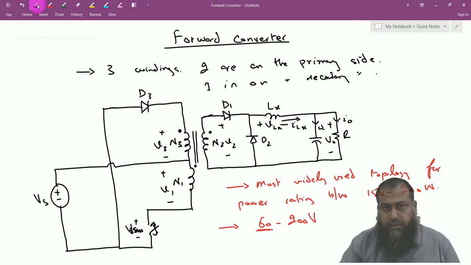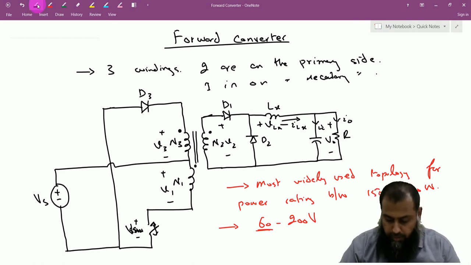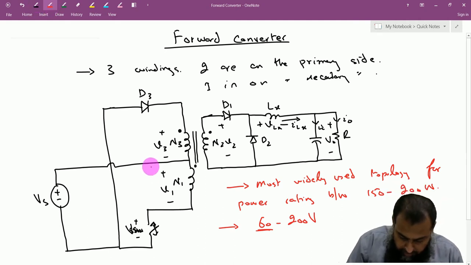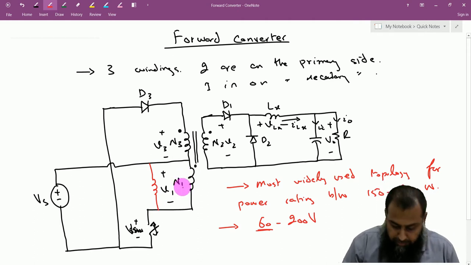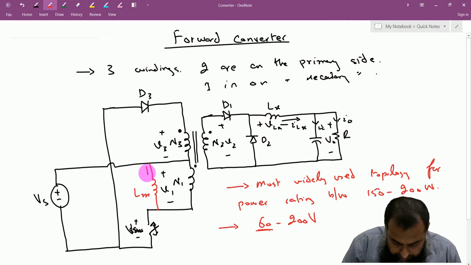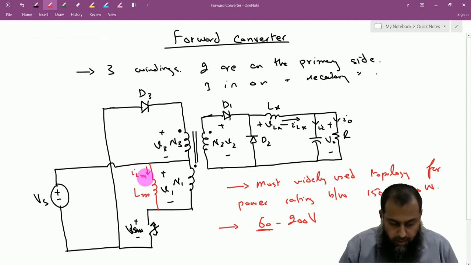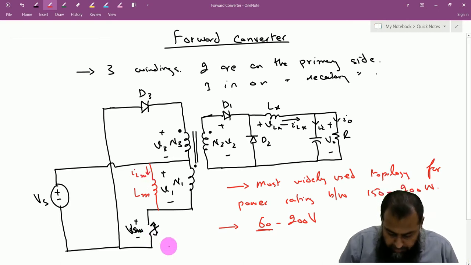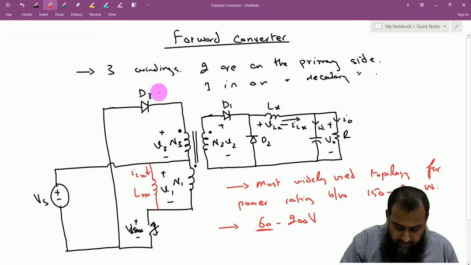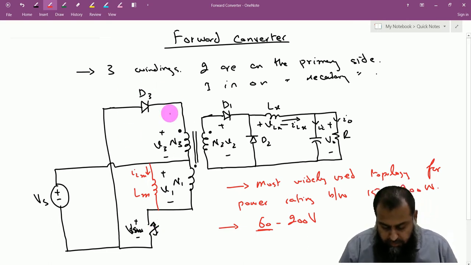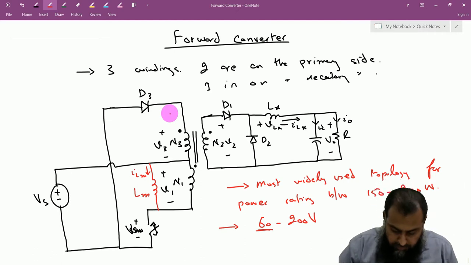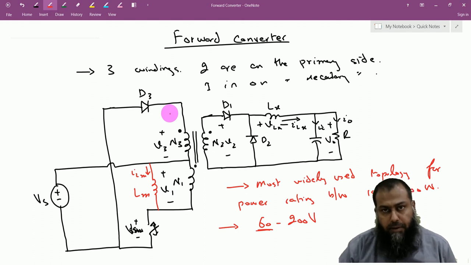Now, to start the analysis, we first need to convert this in terms of the transformer equivalent model. For that, we need to establish the magnetizing inductance across one of the windings. So let us stick with the convention, and we will place the magnetizing inductance LM in parallel with the primary winding N1. This is LM, and this is the current ILM that flows through it. Whenever we turn off this switch, N3 comes into action, and whenever switch SW is turned on, the windings N1 and N2 participate in transferring energy from the primary side to the secondary side. So let's analyze this converter.